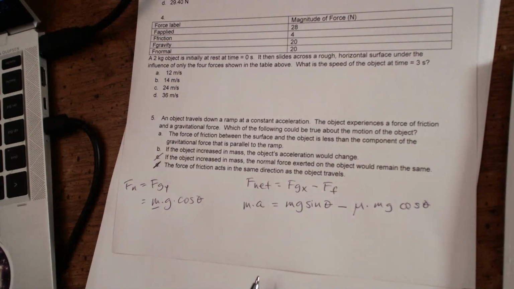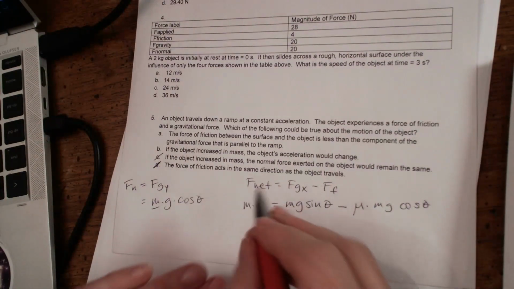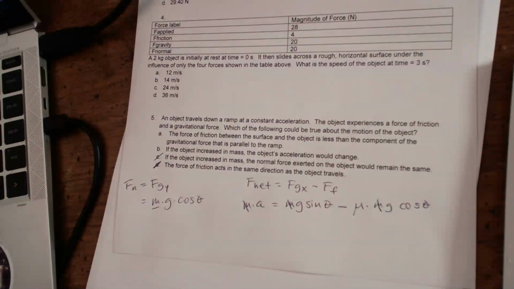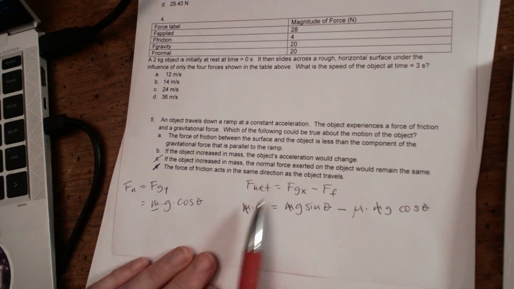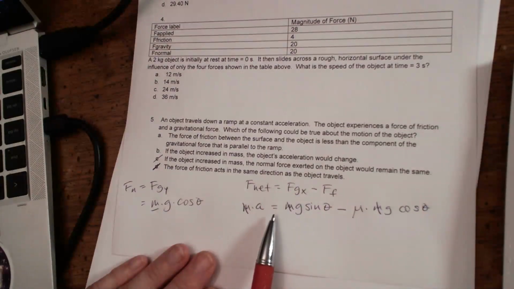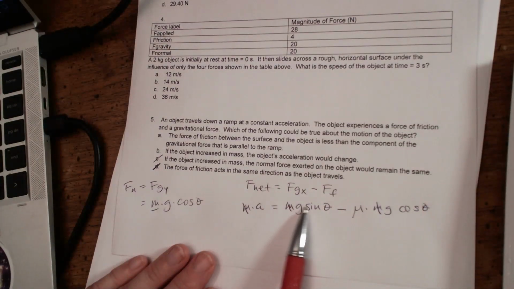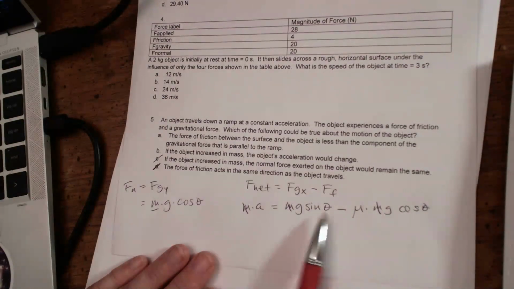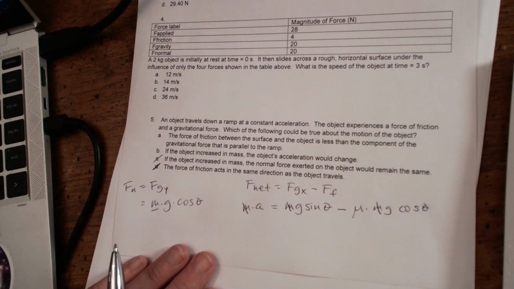Hopefully you can see pretty quickly that mass is going to cancel out here because it's in all three pieces of that equation. So even if it increases in mass, the ultimate F net and acceleration aren't going to change, because mass is part of all of these pieces. So it cancels out.